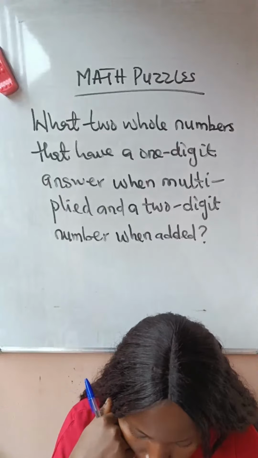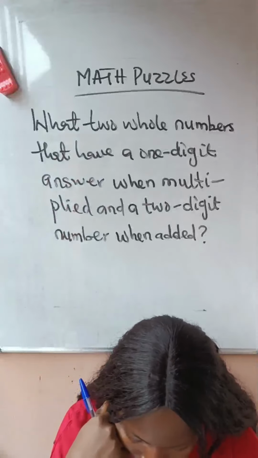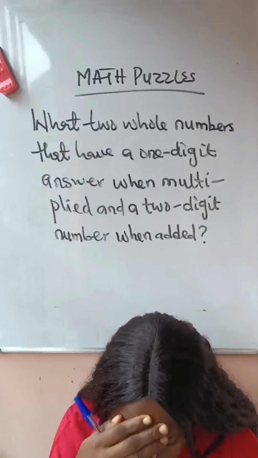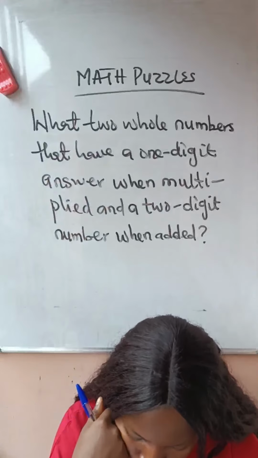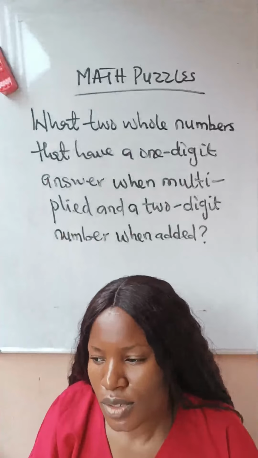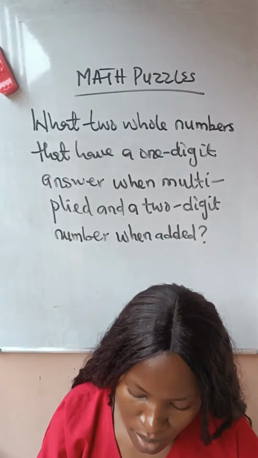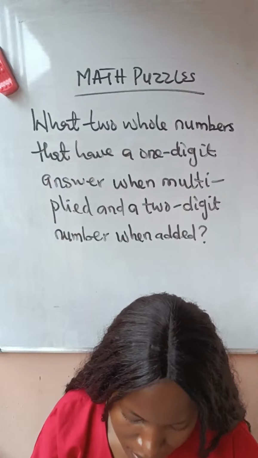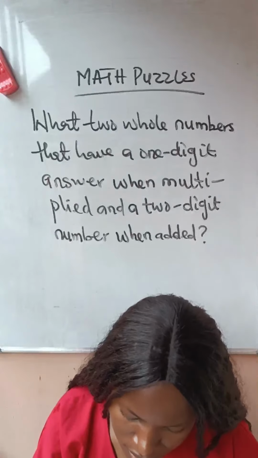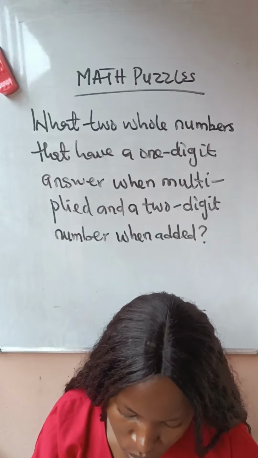Okay, so Chelsea is saying 1 and 9. Eritrea is saying 10 and 0. Chelsea is saying 1 and 9, 10 and 0, 9 and 1. Remember they said one-digit answer when multiplied, and two-digit number when added.